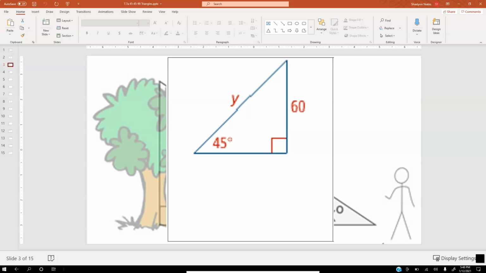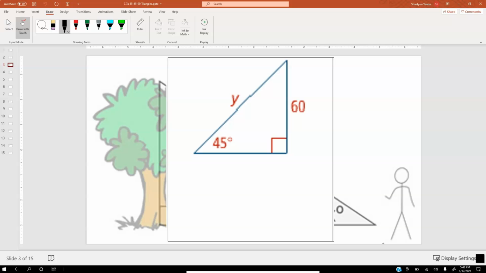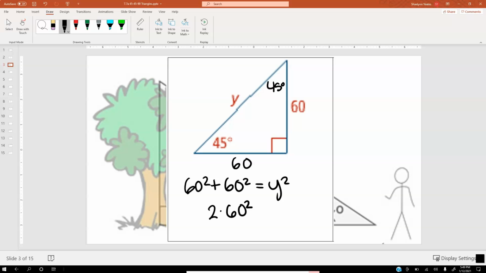So here's a 45, 45, 90 triangle. Now, as we learned from our door hinge theorem stuff, if we have two angles that are the same, the sides across from those angles should also be the same. So we know this is going to be a 60, 60, y triangle. So I know that 60 squared plus 60 squared equals y squared. So if I find 60 squared, and you trust me on this, we're going to leave the 60 alone for a second. So this is going to be 2 times 60 squared equals y squared.